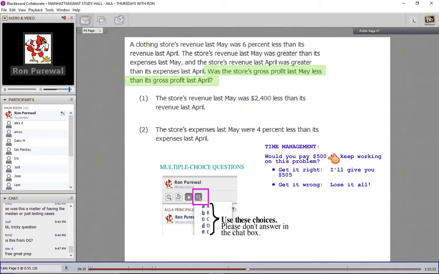There's no minutes and seconds. There's no gauging the length of the problem. You don't have to do any of that. Time management is just this. It's just identifying when you are honestly stuck, and quitting. So Ian, Nikki, Sri, if you wouldn't pay me $500 to keep working on this problem, you should pick an answer.